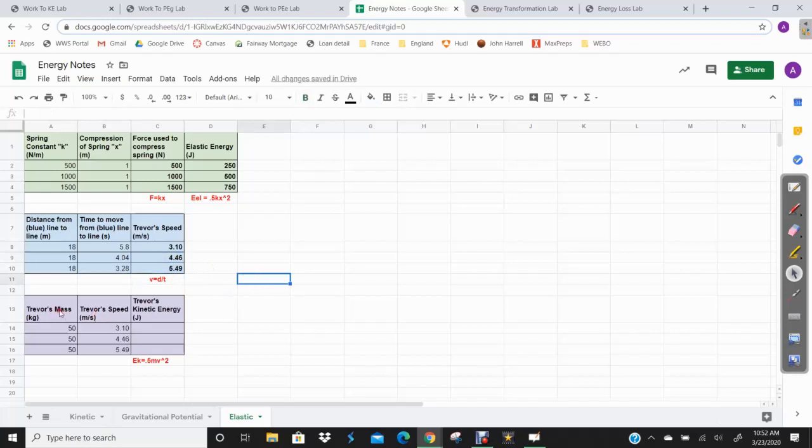So now what I've done is I've made another table down here with Trevor's mass and speed, because those are the things that affect his kinetic energy. So we're going to go ahead and calculate that just like we did in the previous example. This is going to be equal to 1/2 times the object's mass times its velocity squared.